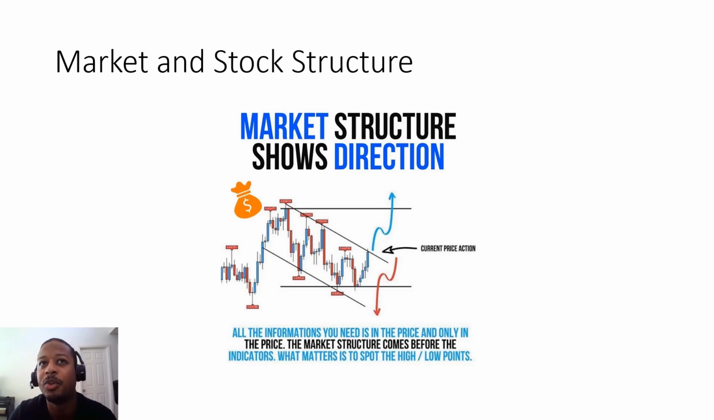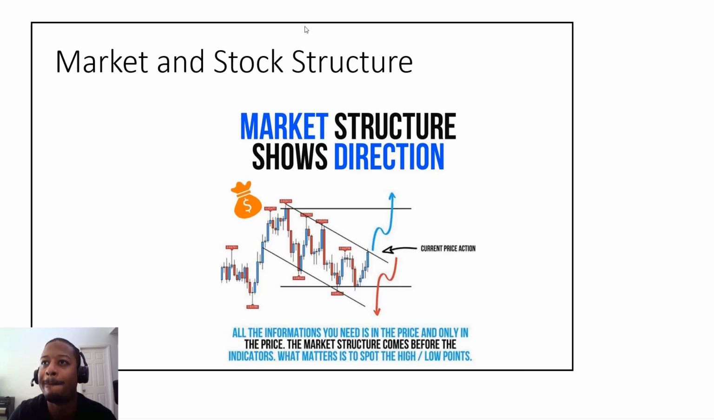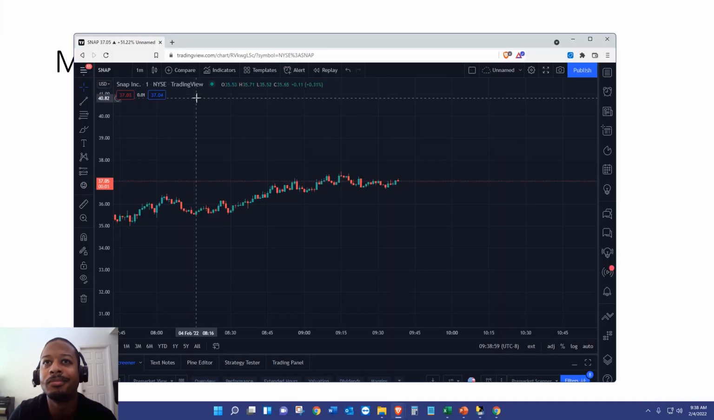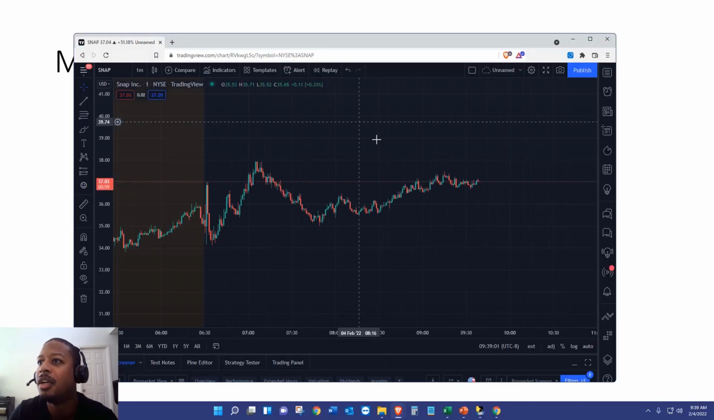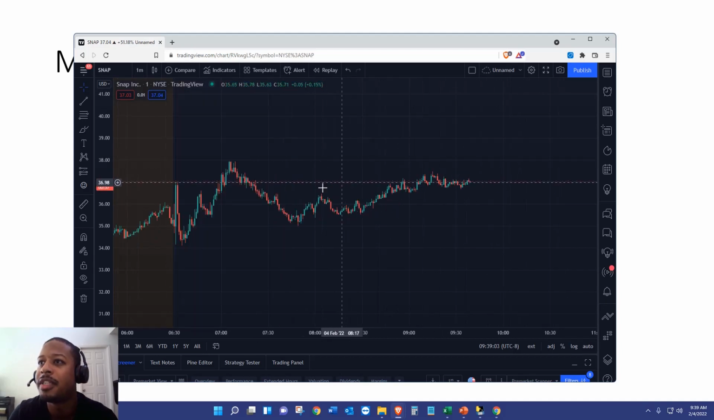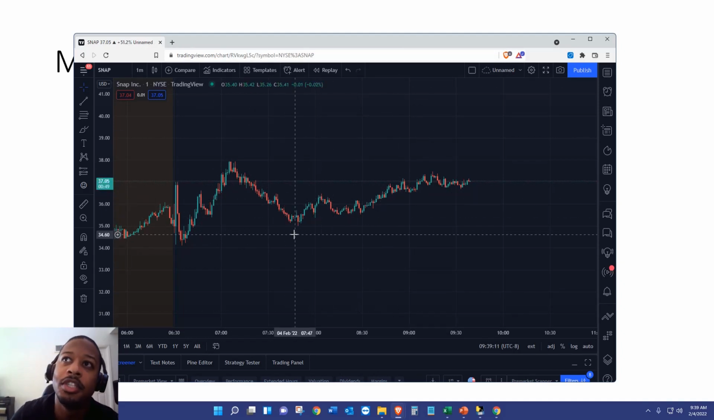And again, guys, as we go through all this, it'll be more and more understanding. All right, so let's take a look here at Snap. You'll want to look for high points and low points throughout this stock to be able to find the market structure of this underlying security, Snapchat.